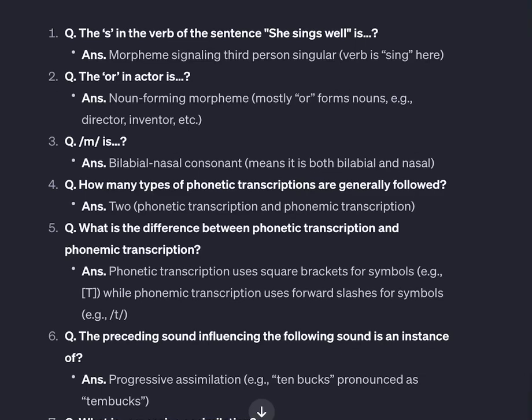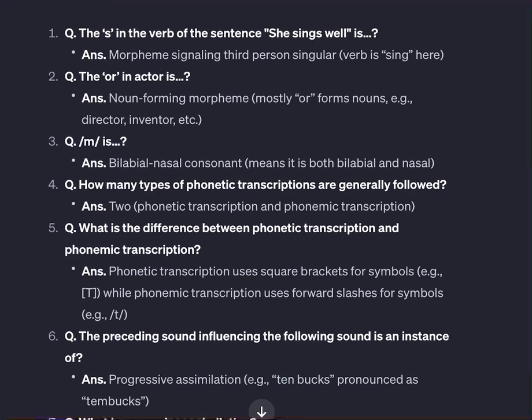1. Q. The S in the verb of the sentence, "She sings well," is ANS. Morpheme signaling third-person singular, verb as "sing" here. 2. Q. The "or" in "actor" is ANS. Noun forming morpheme, mostly "or" forms nouns, e.g., director, inventor, etc.